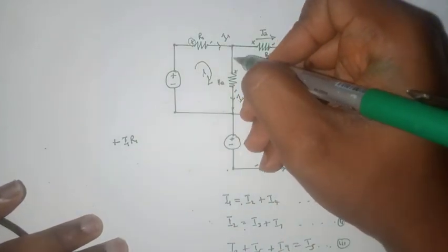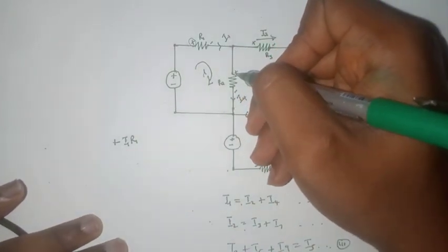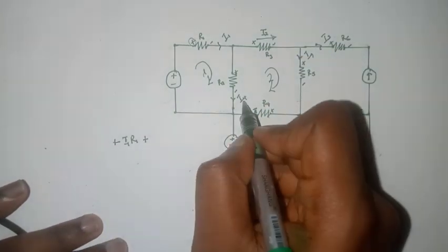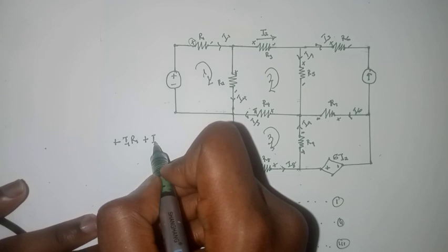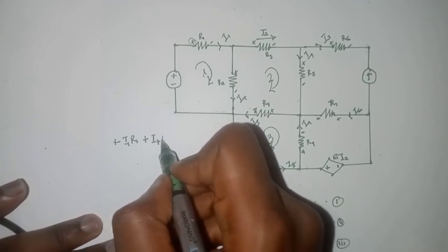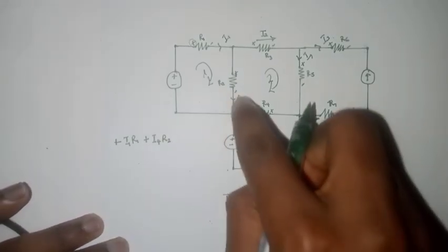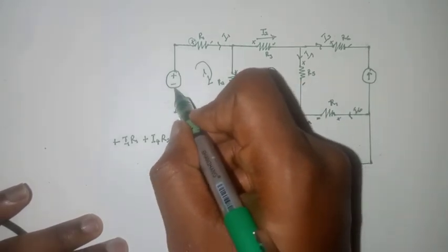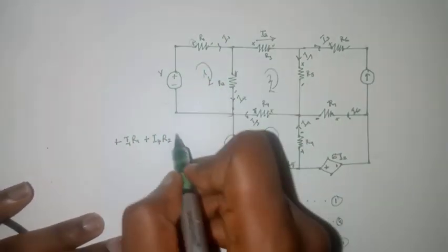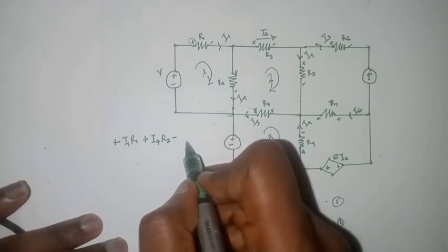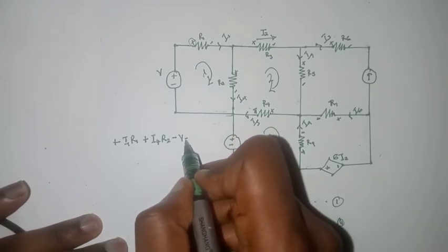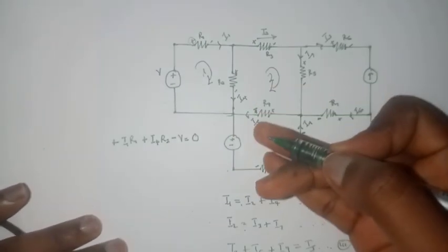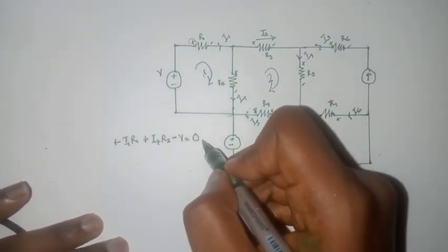Then you come down and you hit another positive. So that will be plus I4 R2. That would be the voltage drop. Then you keep moving, then you hit a negative. Let's call this voltage V. Then you have minus V, and you equate it to 0. That is how you write the Kirchhoff's voltage law for this loop.